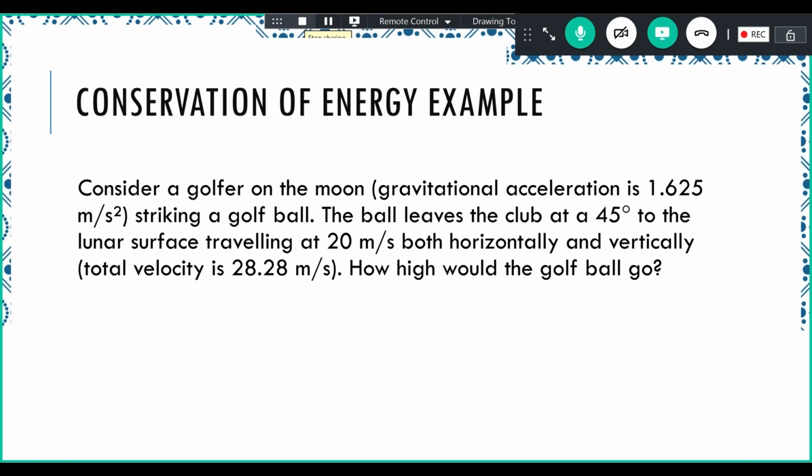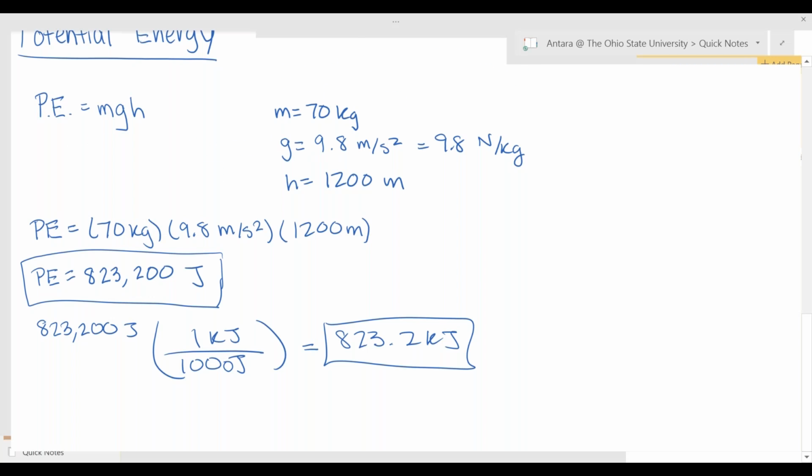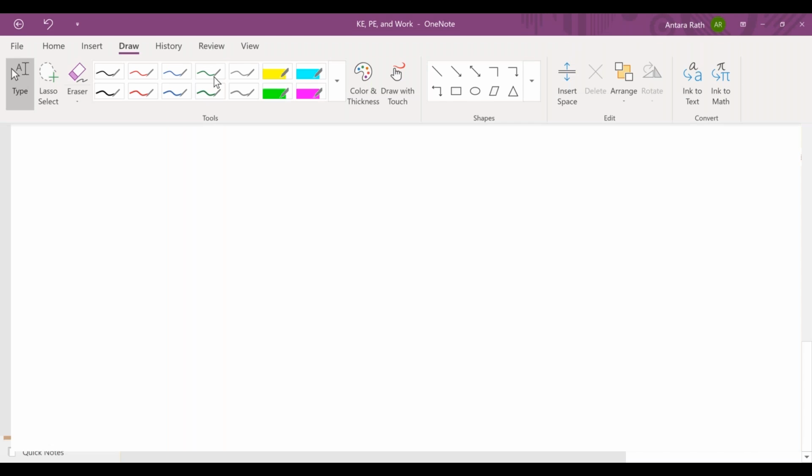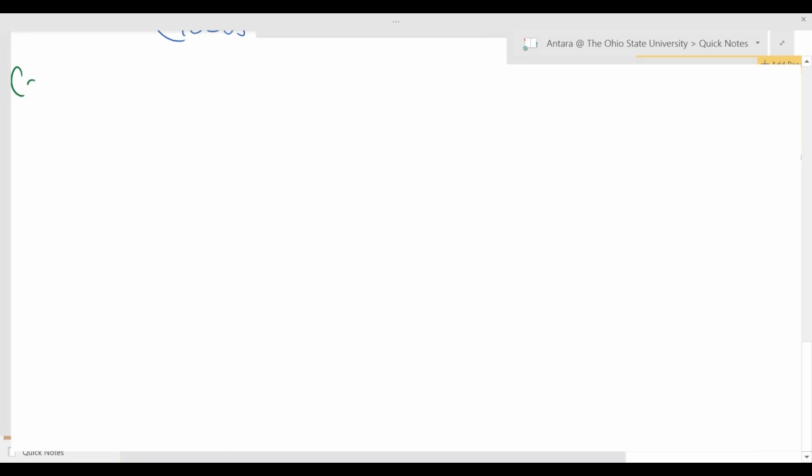So let's go ahead and switch back to my notebook. So this is the conservation of energy problem. So conservation of energy.